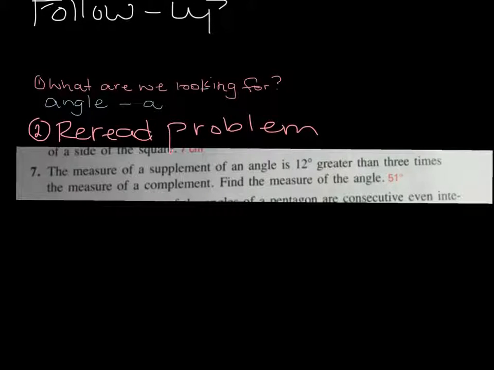The next thing that I did was I reread the problem for more specifics, like relationships to this angle measure that I'm looking for. So now I'm looking at: the measure of a supplement of an angle is 12 greater than 3 times the complement of an angle. Right away, I noted that I have to note this supplement and this complement, so I'm going to write down 2 separate equations for that.